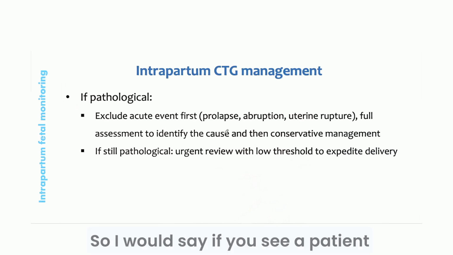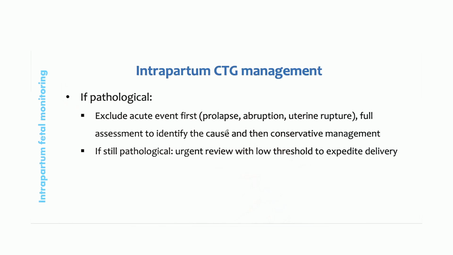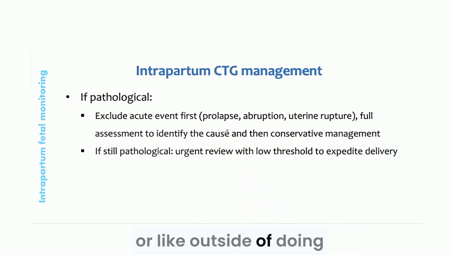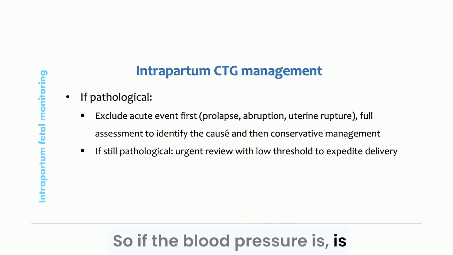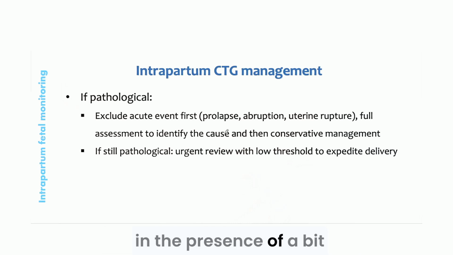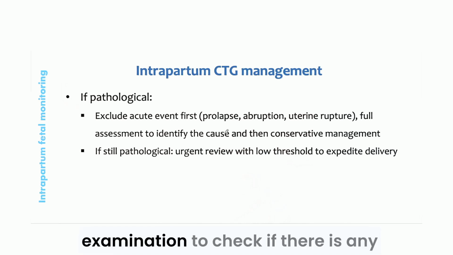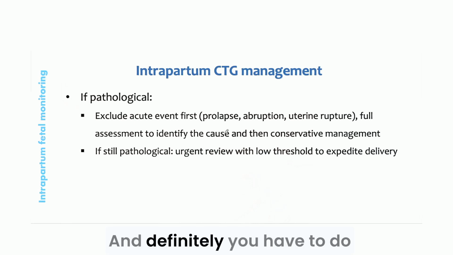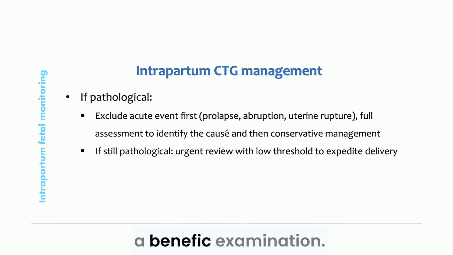So I would say, if you see a patient with a pathological CTG, there are a few things you want to know. First thing, outside of doing an examination, you want to check her blood pressure. If the blood pressure is low, she is hypotensive, especially in the presence of epidural, that could be the reason. Of course, if she's tachycardic, it could be another sign of dehydration. But you have to do an abdominal examination to check if there is any suspicion of uterine rupture or any suspicion of placental abruption. And definitely, you have to do a pelvic examination.